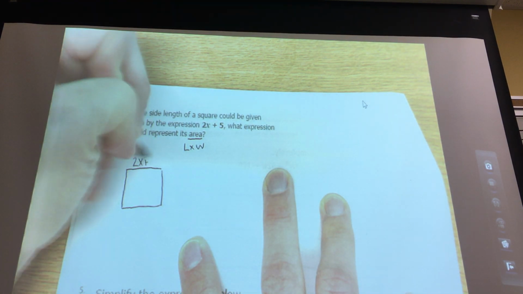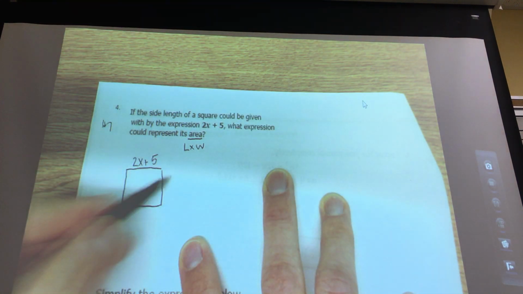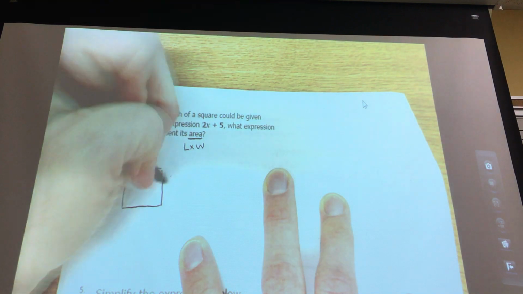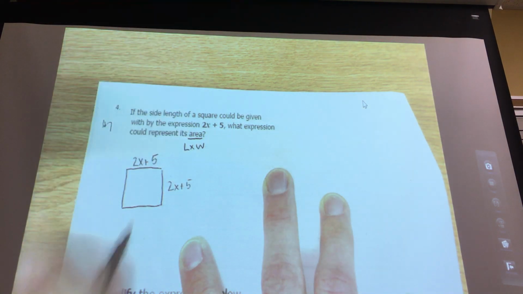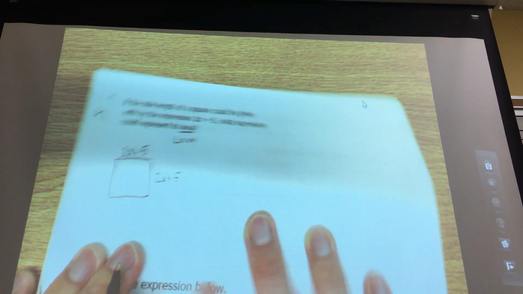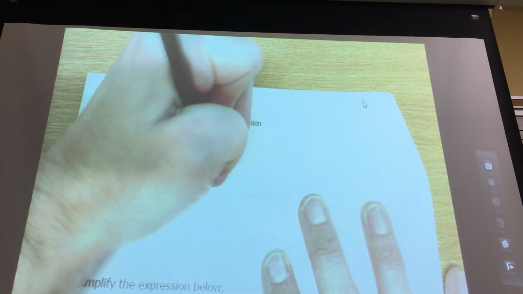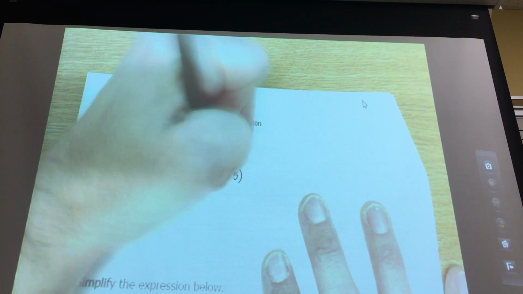Now we know something cool about squares is that all the sides are the same. So if one side is 2x plus 5, that means all the sides are 2x plus 5. So I'm going to do a length times a width. I'm going to multiply these 2 guys here. Now what you're going to do for that is you're going to multiply them times each other. So in essence, you are squaring them.